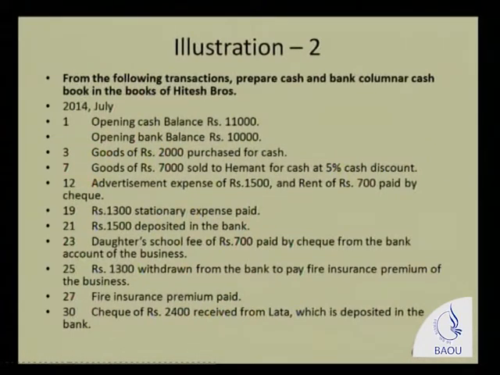Here I am taking an example for you, and that example is related to cash and bank. So instead of cash and discount and bank and discount, here I am going to take an example of cash and bank. That would be more important because I want to explain what type of contra transaction it is and how contra transactions affect the cash book.